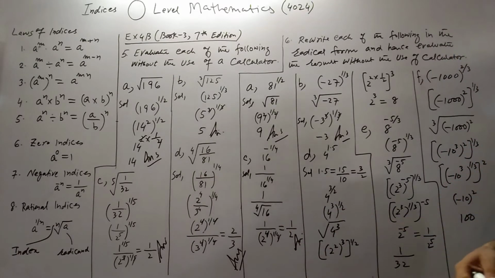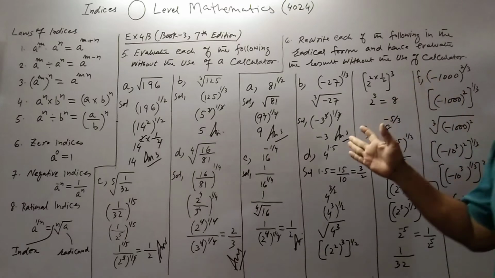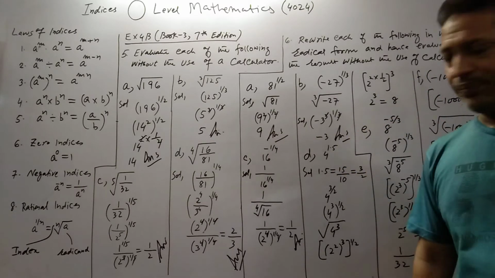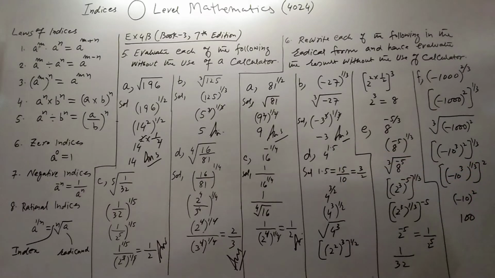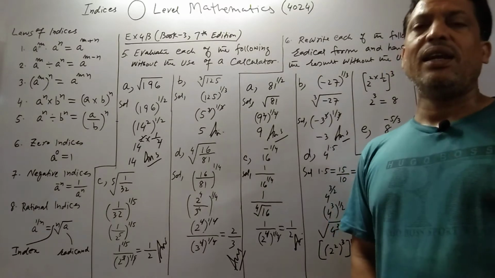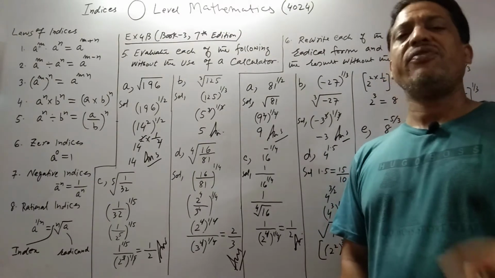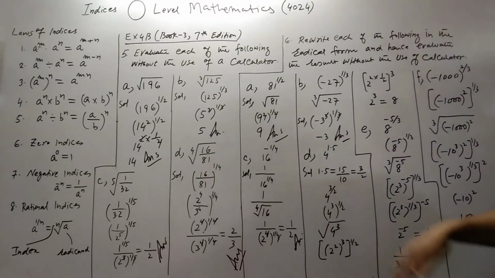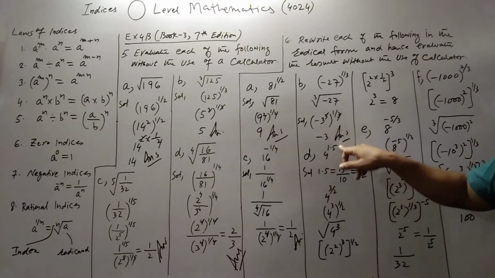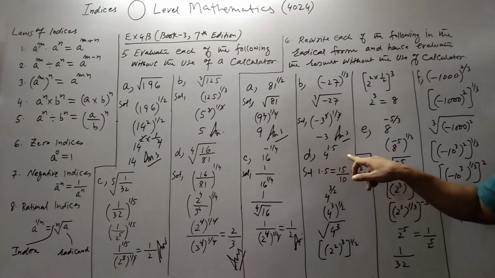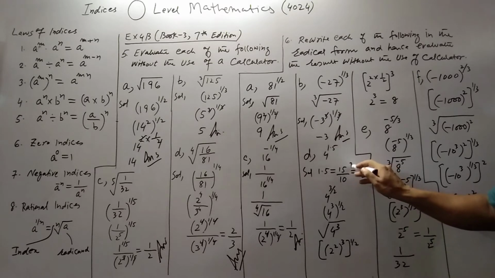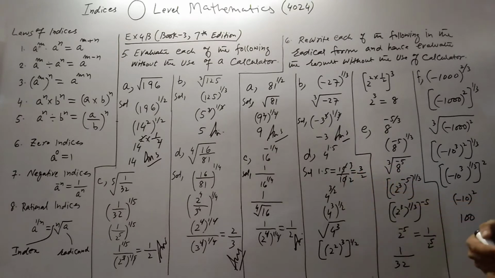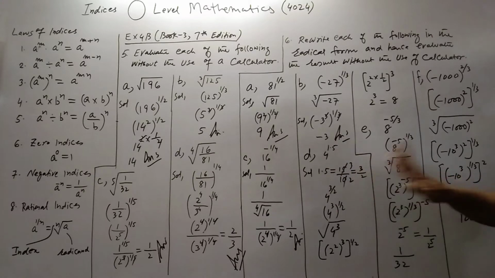Now come to part D. Part D is 4 to the power 1.5. If you see a power in decimal, first try to convert the decimal into fraction form. How to convert? See this. This is power 1.5. So we can write 1.5 as 15 upon 10. And if we cancel 15 upon 10 by 5, 5 threes are 15, 5 twos are 10. So 1.5 becomes 3 upon 2.